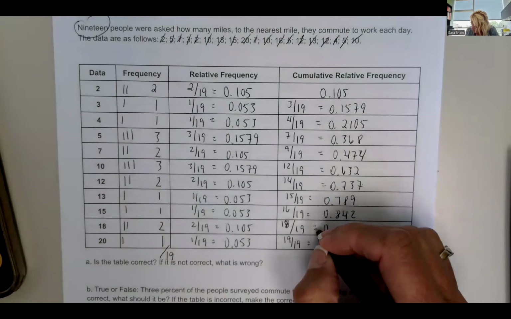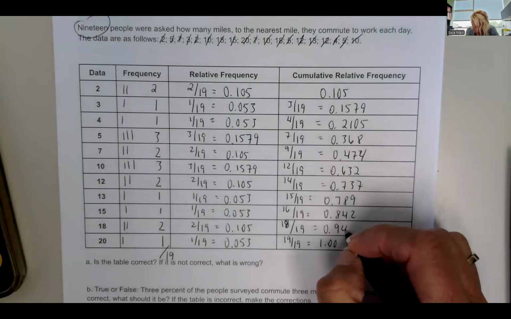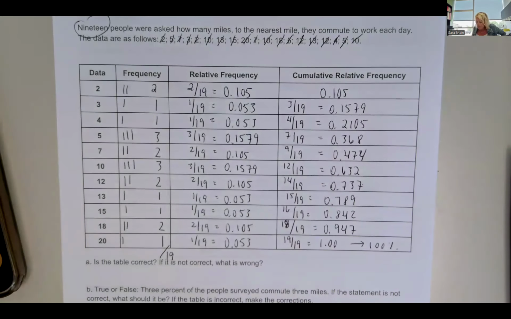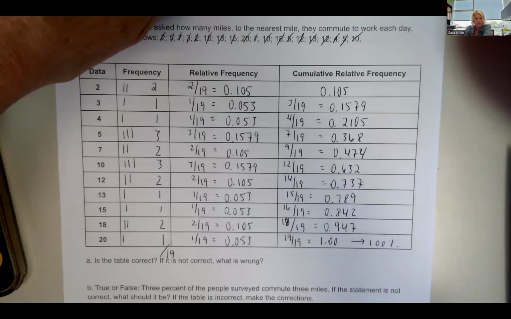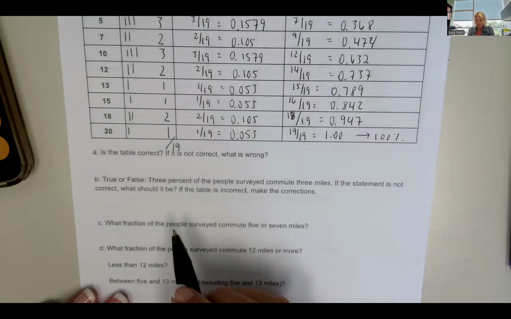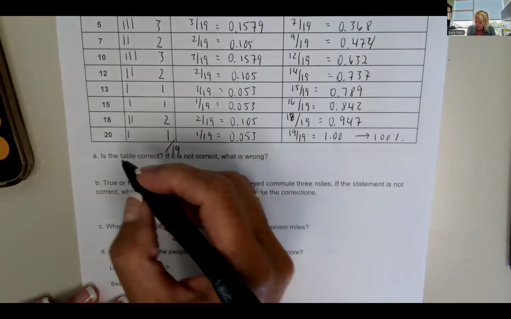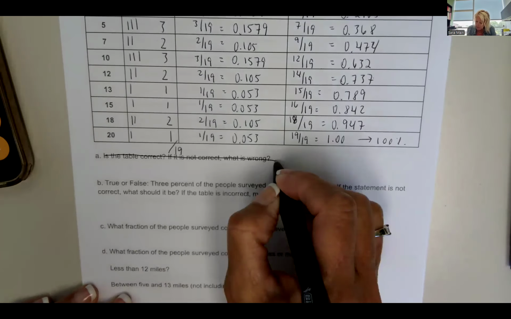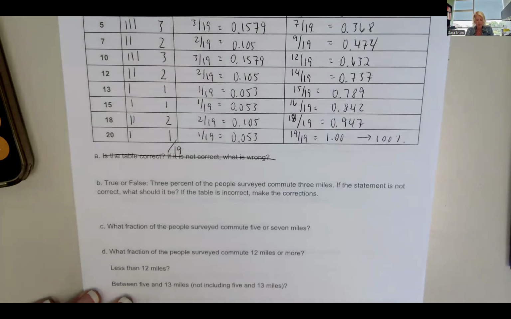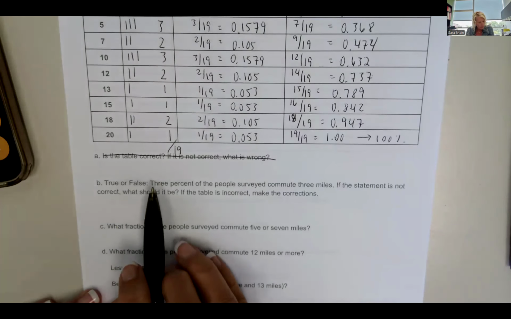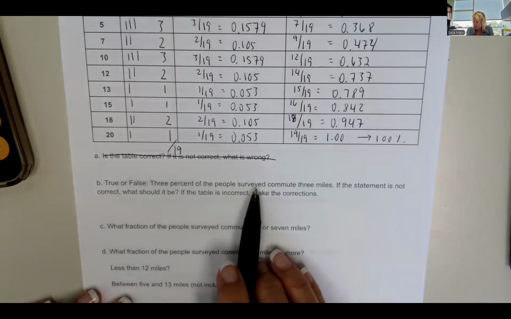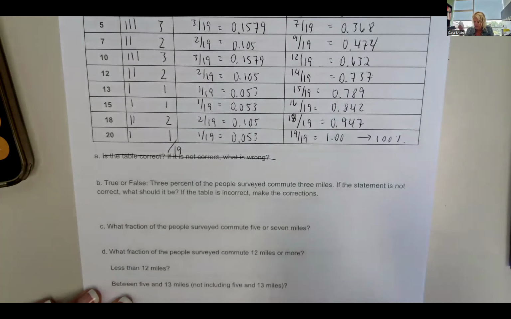And the last one is 0.947. Okay, now we can answer questions. We no longer need this question because we filled it out ourselves, so there shouldn't be anything that's wrong. It says true or false. 3% of the people surveyed commute 3 miles. If the statement is not correct, what should it be? If the table is incorrect, make the corrections.